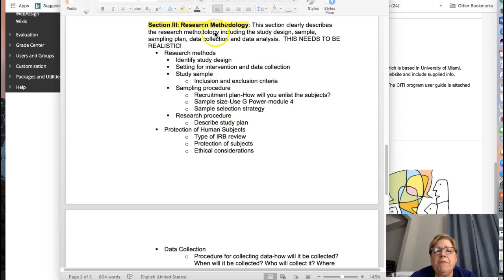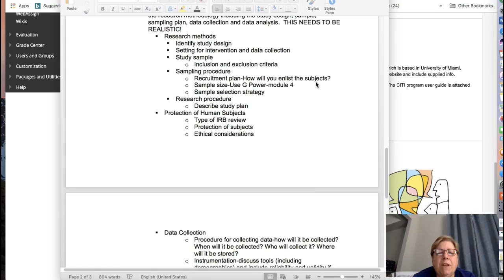Okay, section 3, research methodology. This is what we're focused on. Last week and this week, you did box 5.3. This kind of was a really good introduction. From here, you can recognize a lot of these elements. This week, you're going to really focus on sampling, recruitment.